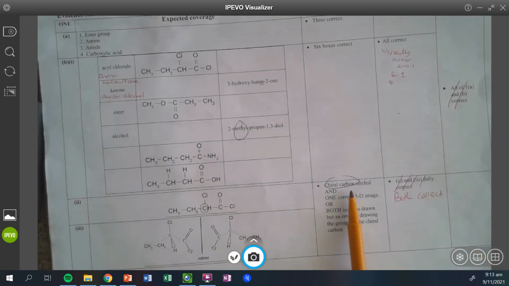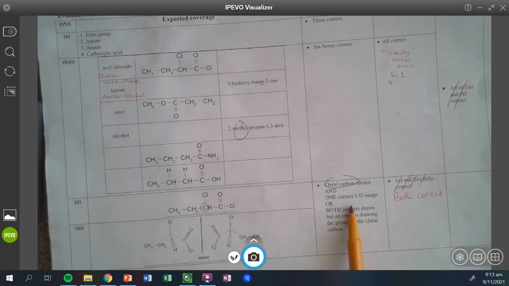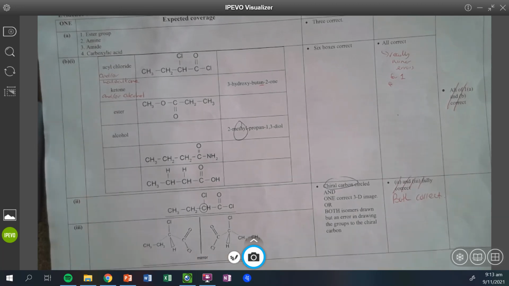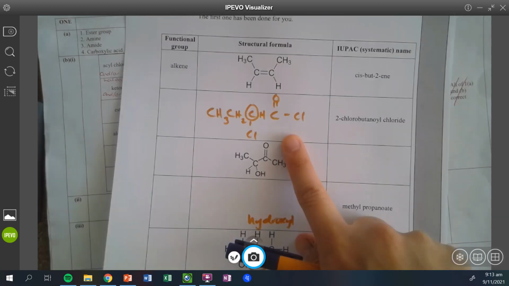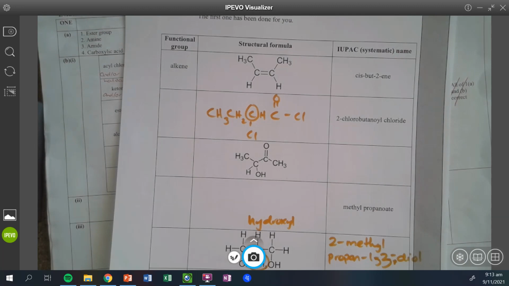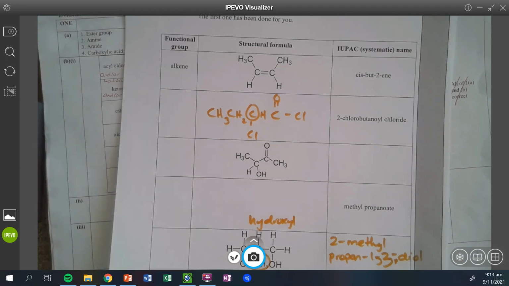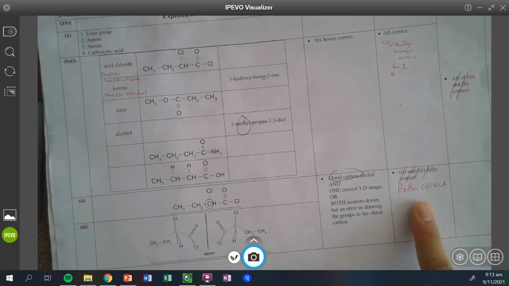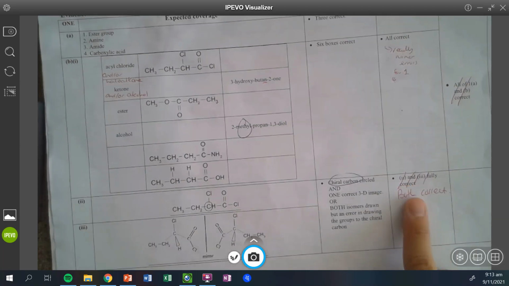So if you circled the chiral carbon and you did one 3D image correctly, or you did both of these correctly, but you made some sort of mistake, so let's say you just drew the carbon wrong in this instance here, and then that error carried through, I would still be willing to give you an achieve point for it, but not a merit point.